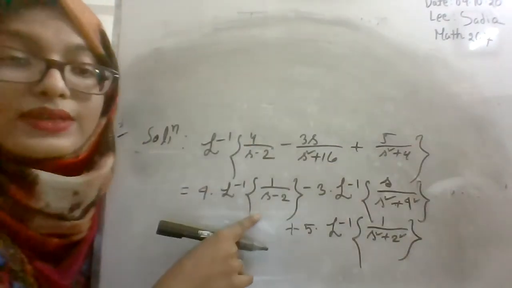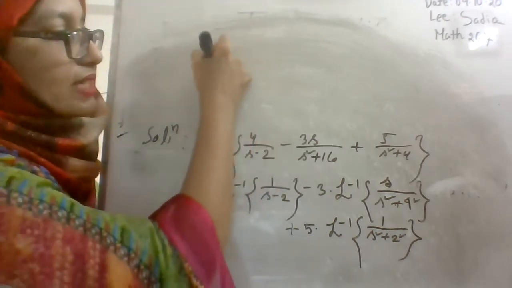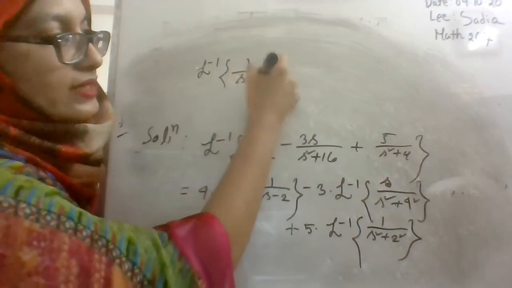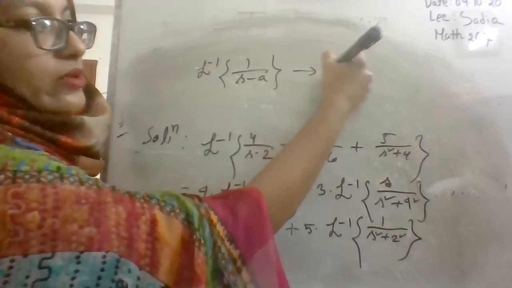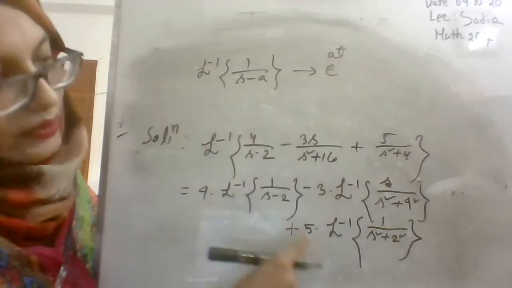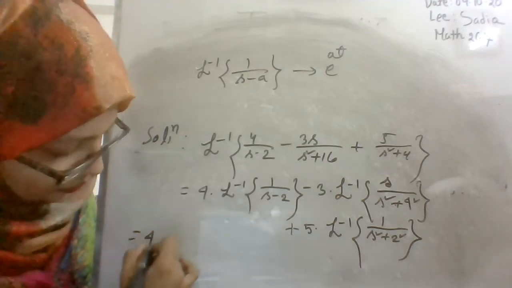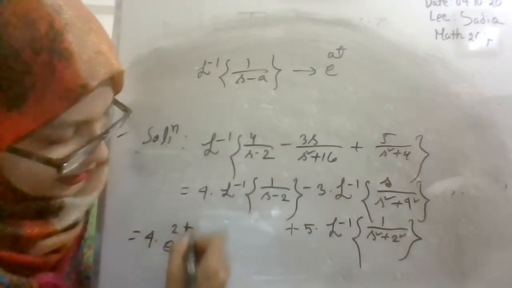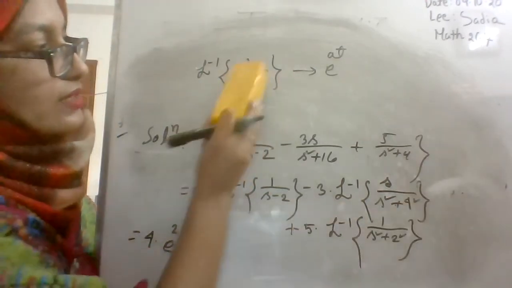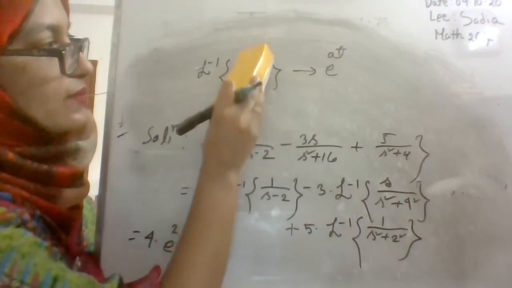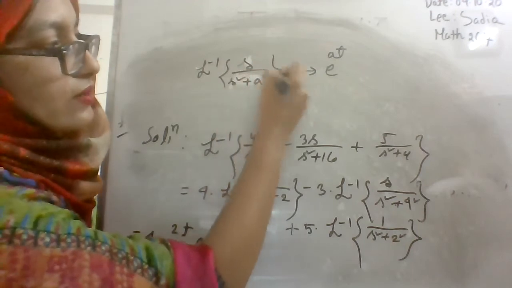So what is the inverse Laplace transformation of 1 by s minus 2? Here you have to use the formula: inverse Laplace transformation of 1 by s minus a is e to the power at. And here our a is 2, right? So it will be 4 e to the power 2t minus 3 into inverse Laplace transformation of s by s square plus 4 square, that means s by s square plus a square.